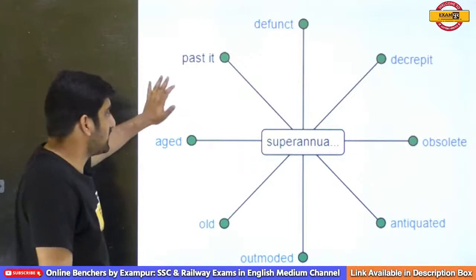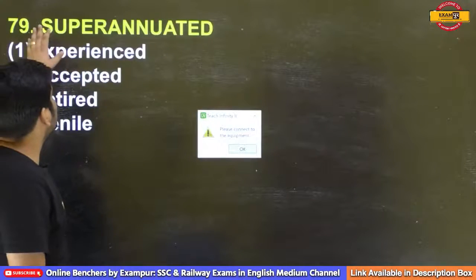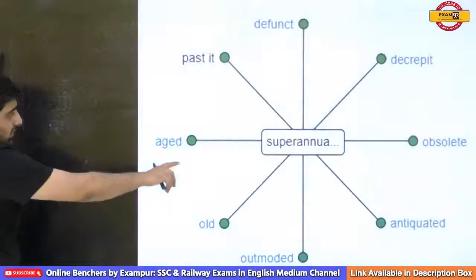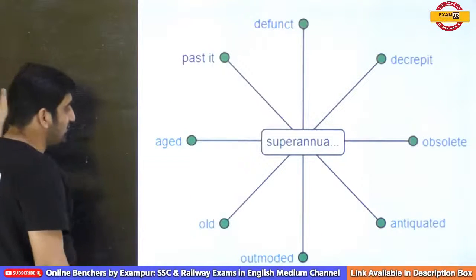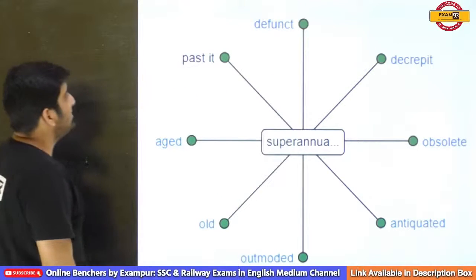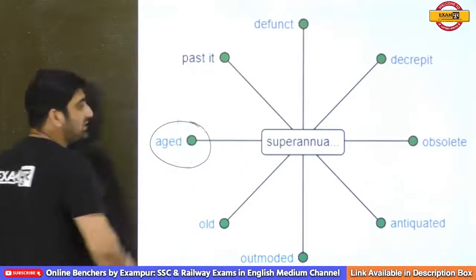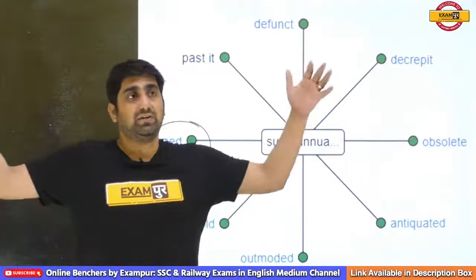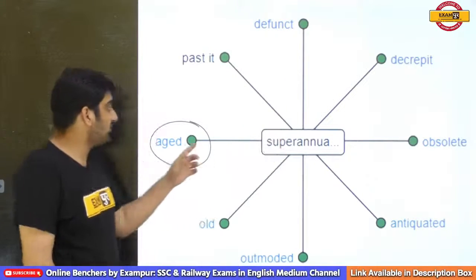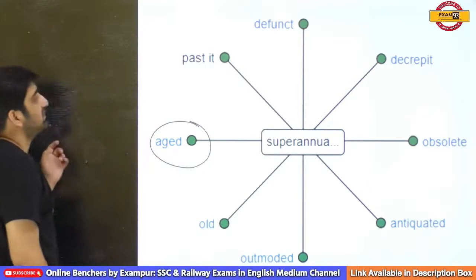So guys, now we were talking about the very word, which is, if you look at the word, you will realize that superannuated. I repeat, superannuated. The word is superannuated, which basically means, if you talk about superannuated, it means aged. What do you mean by aged? Aged means that has long age and is old or very old. So superannuated means aged.